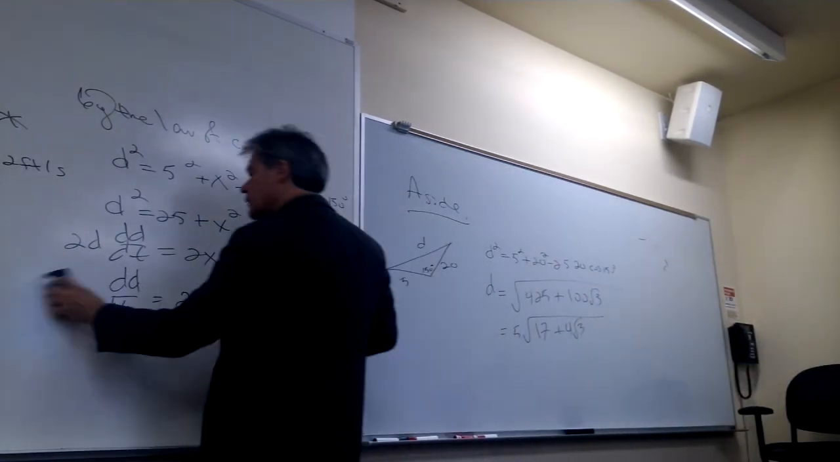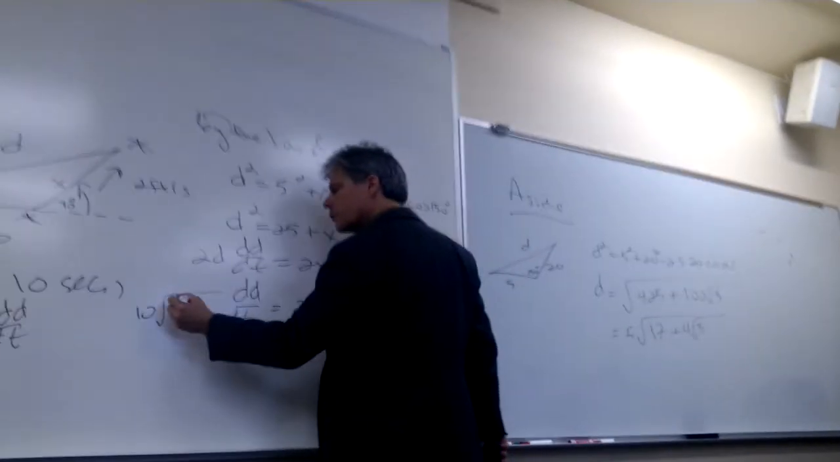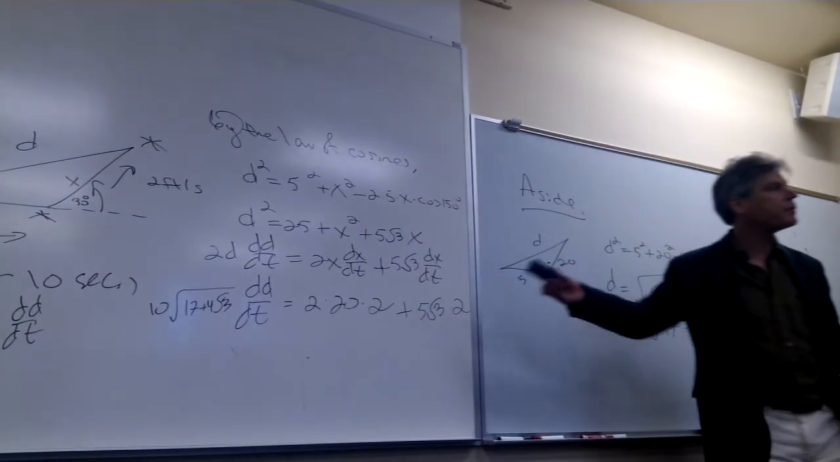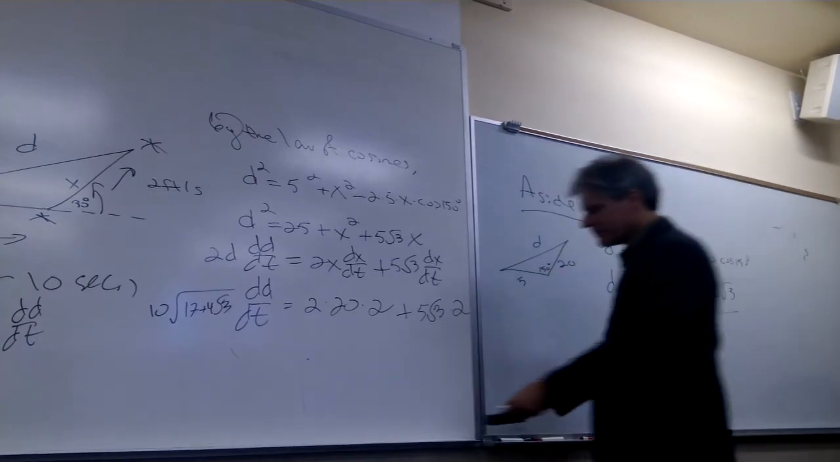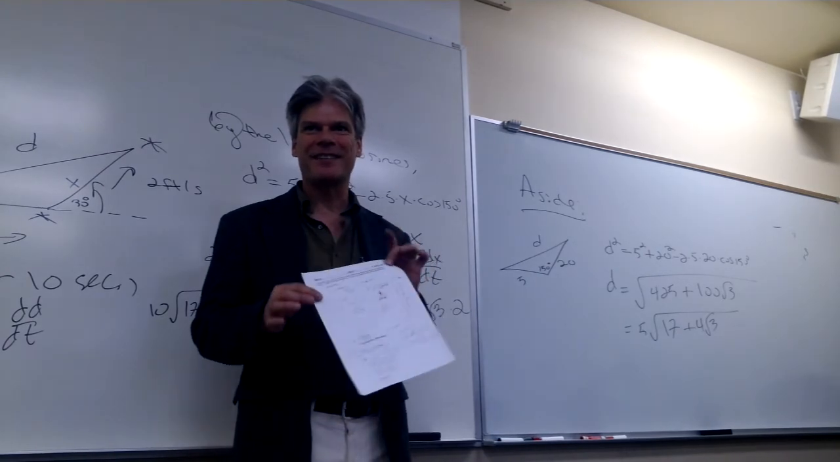I guess that means on the left-hand side, I've got a 10 root of 17 plus 4 root 3. You guys can stop. Now it's just a piece of cake. Isolate the dd/dt. That wasn't bad, was it? Seriously. If we didn't put it in exact, the value of d, if we put it in decimals, would that be okay? Yeah, that's why I was saying at the very beginning, give me exact things, unless otherwise stated.